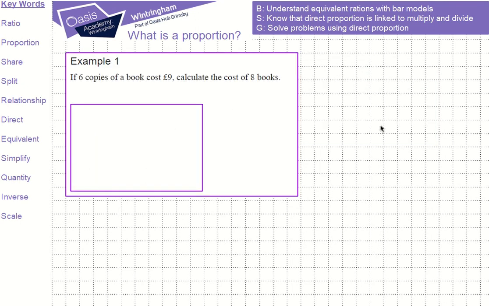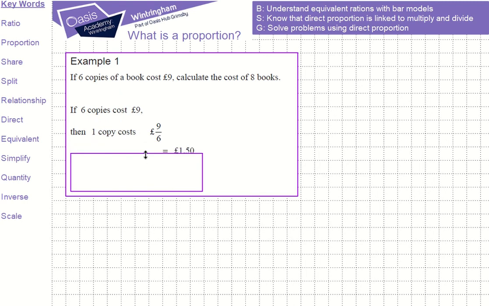Okay, example 1. Can you write this down, please? If 6 copies of a book cost £9, calculate the cost of 8 books. 6 copies cost £9, and what we need to do first is find the cost of 1 copy. So we're going from 6 copies to 1 copy. We need to divide by 6, and we also divide 9 by 6 as well. You can use your calculator, that's fine. And we're going to get £1.50.